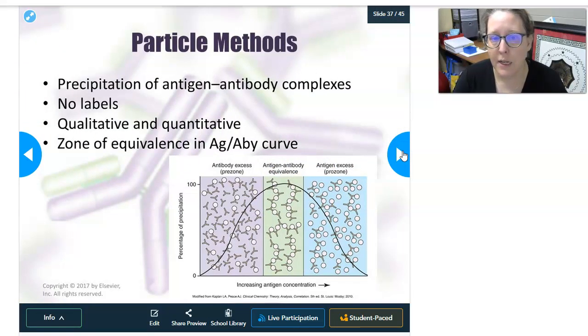In particle methods, it's based on the precipitation of antigen-antibody complexes. There are no labels, so they can be qualitative or quantitative. And your zone of equivalence in the antigen-antibody curve is important. So you don't want to be in antibody excess, which is the pre-zone, or in antigen excess, which is the pro-zone. Ideally for detection and precipitation, precipitation will happen in this antigen-antibody equivalence. We have just enough antigens and antibody in proportion.